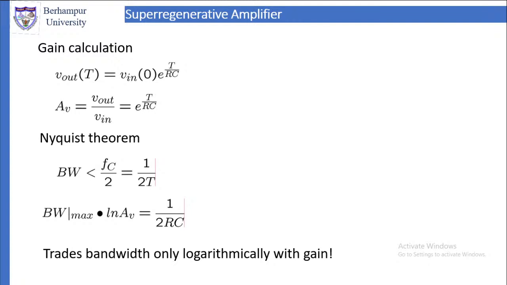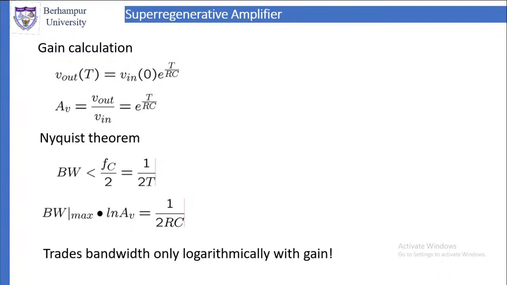If we are taking samples of the input signal V in, then those samples should be taken at such a rate that it satisfies this condition. The sampling frequency Fc should be greater than twice the bandwidth, or you can say the bandwidth should be less than Fc by 2, that is, bandwidth should be less than 1 upon 2T.